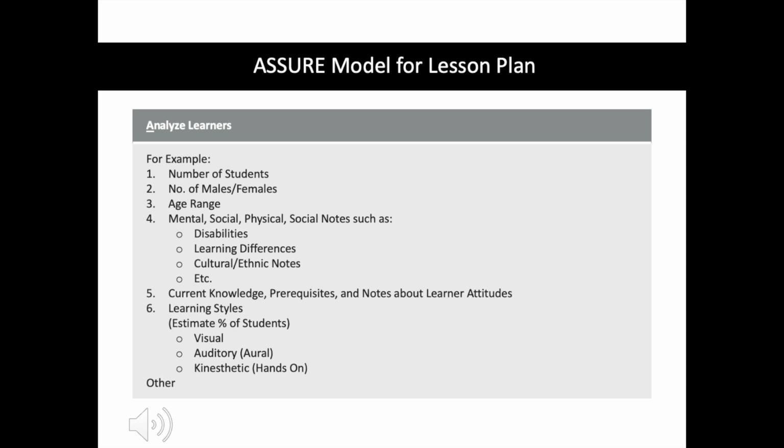social notes such as the disabilities present in your classroom, the learning differences, the cultural and ethnic notes, current knowledge, prerequisites, and notes about learner attitudes, learning styles. For example, what's the percentage of students that are visual learners or auditory learners or kinesthetic learners? Finally, other. Are there other situations or elements that will help to better analyze your learners?